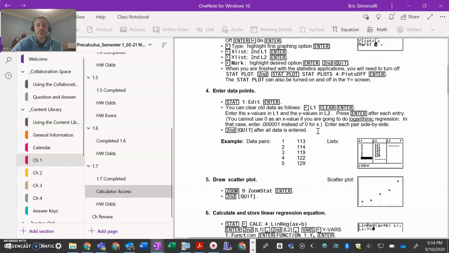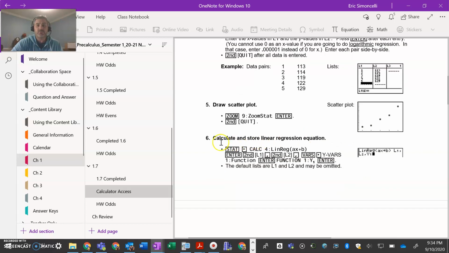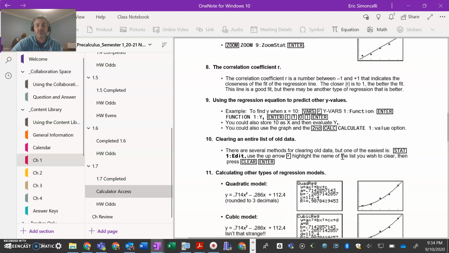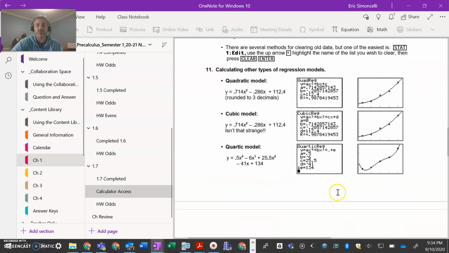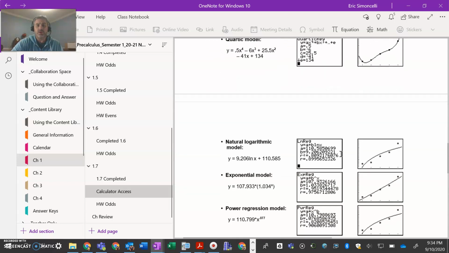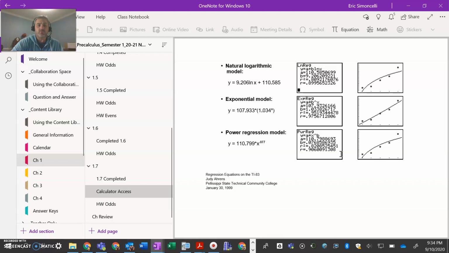Step 1 through, it appears 6, in step 6 gives you the ability to calculate and store the linear regression. And if you continue on all the way through 7 through 11, you can calculate a variety of regression models and not just linear, but quadratic, cubic, quartic, and so on. And that continues on to the next page. So please, I urge you, please practice with the first example. Try the linear regression as the calculator access page describes, and then continue on with your homework.